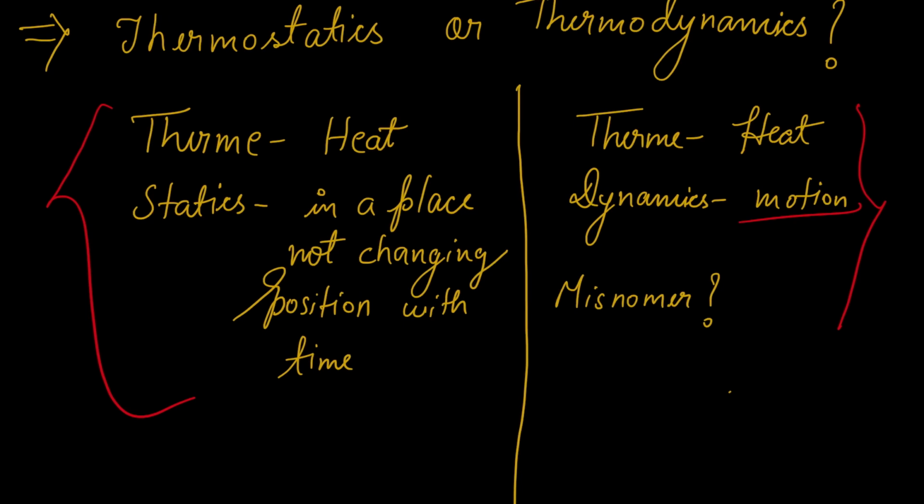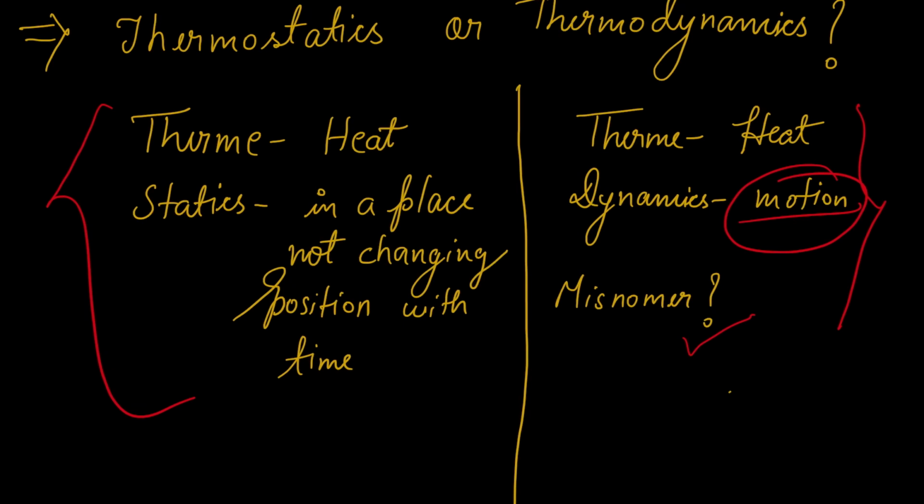But in thermodynamics, there is motion. The system is changing its state with the surroundings. So how can we assign any property to it? Because it is changing its state, how can we assign a property? So shouldn't we call it thermostatics rather than thermodynamics? Actually, that's true. Thermodynamics is kind of a misnomer.